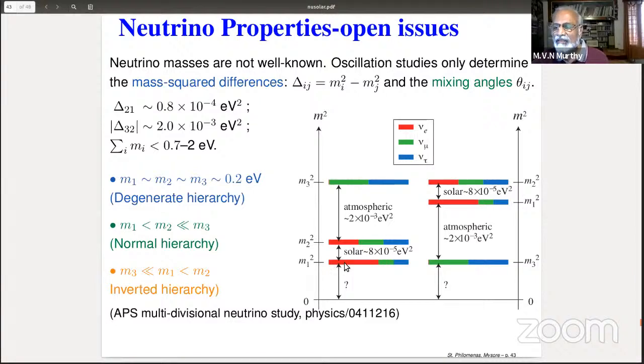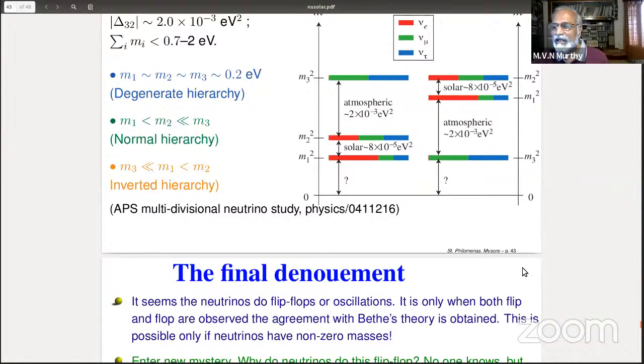So nu1 is a mixture mainly of electron neutrino, a little bit of muon neutrino, and a little bit of tau neutrino. And nu2 mass eigenstate is a mixture of these three in an almost equal proportion. But nu3 has very little electron neutrino, but mostly muon neutrino and tau neutrino. This is in the normal hierarchy. We can invert it, and this comes below, and these two go up. We don't know what the ordering of the neutrino masses is, and that is one of the main open problems. So the final slide here.